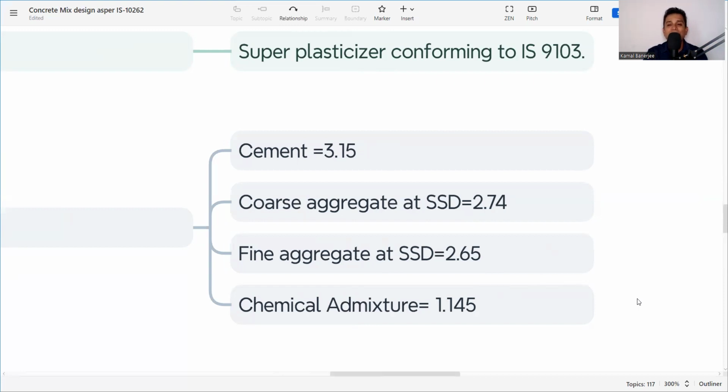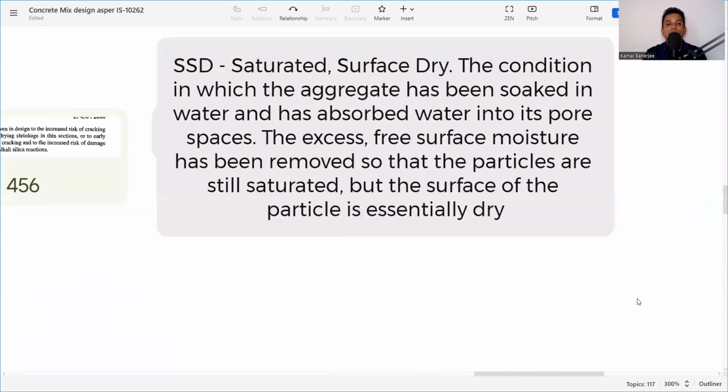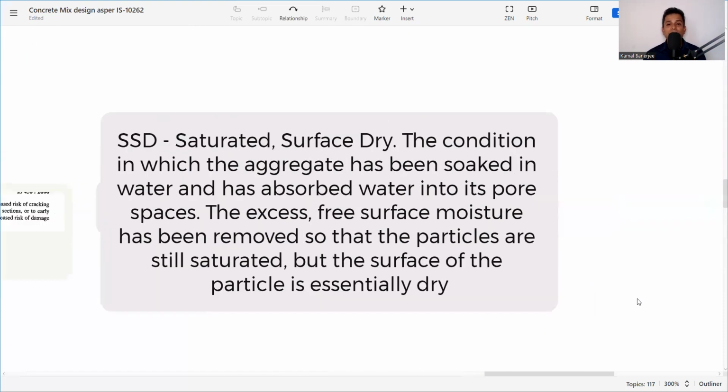Now what is SSD? What is meant by surface saturated dry condition? That also you need to know. SSD is surface saturated dry, the condition in which the aggregate has been soaked in water and has absorbed water into its pore spaces. The excess free surface moisture has been removed, so that the particles are still saturated, but the surface of the particle is essentially dry. That means it has already soaked in the water, it has absorbed whatever it can take in the pores, but the surface is dry.